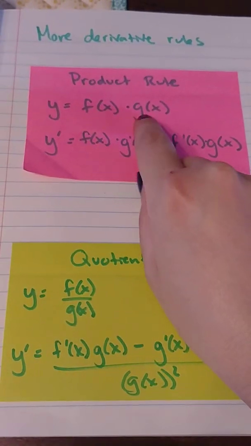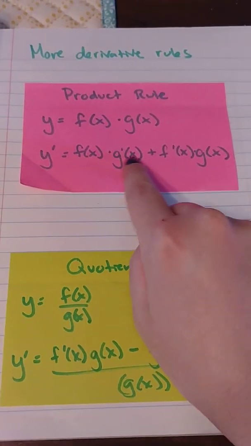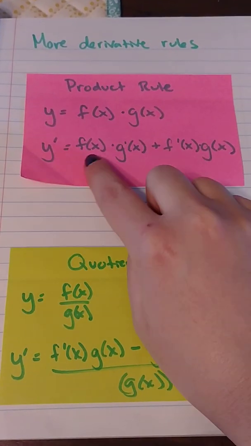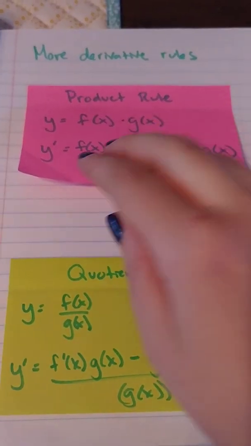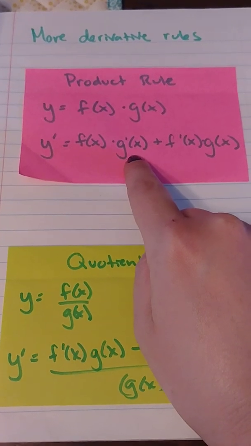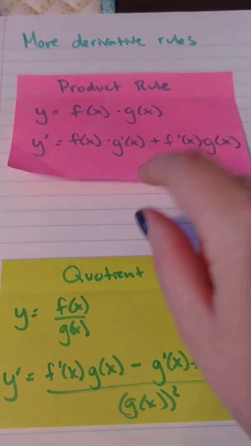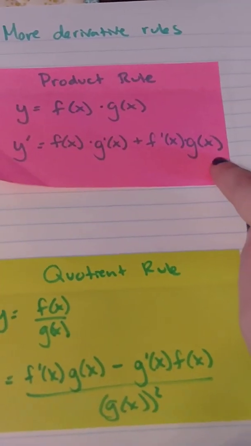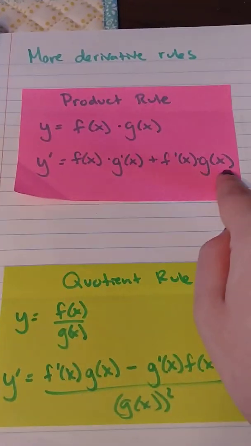If you have a product, if you're multiplying, this can be written a couple of different ways. So the idea here is that you want to leave one piece alone and multiply it by the derivative of the other piece. Then you want to take turns. You want to let the other piece take the derivative and multiply it by the original. So it's like original, derivative, derivative, original.